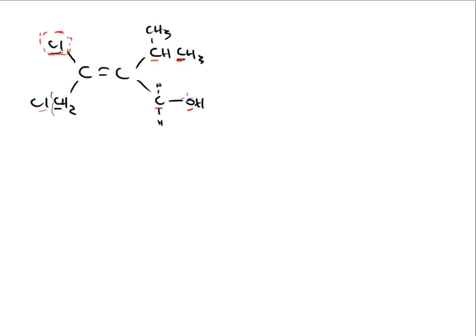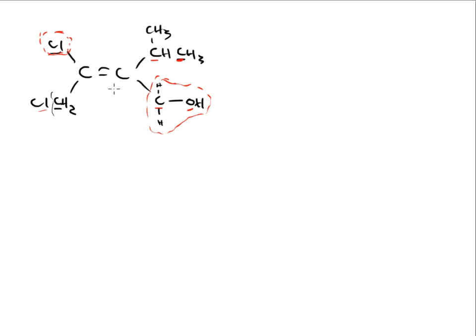And the oxygen's going to win. The oxygen has a higher atomic number than the carbon does. So the CH2OH would be the highest priority group. That is how we rank the priority groups in the E and the Z nomenclature system.